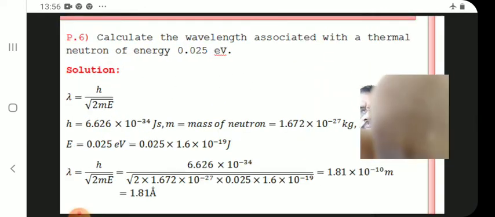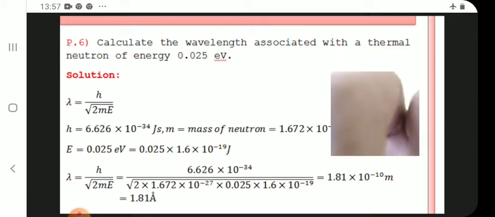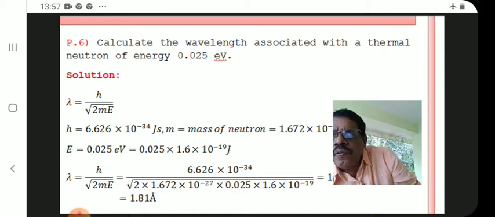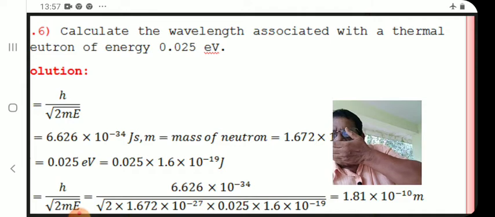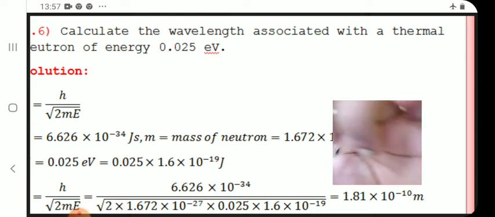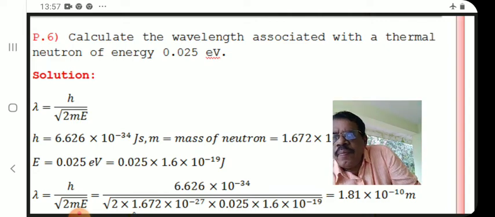Next problem. It's an important problem relating to the thermal neutron. Calculate the wavelength associated with a thermal neutron of energy 0.025 eV. Solution: lambda is h by root of 2mE.